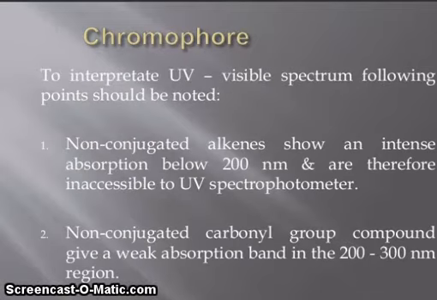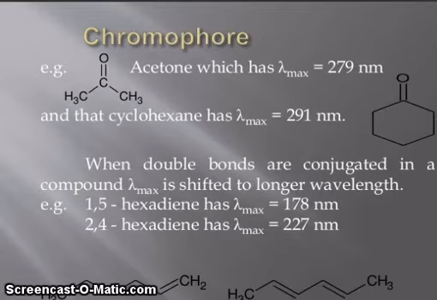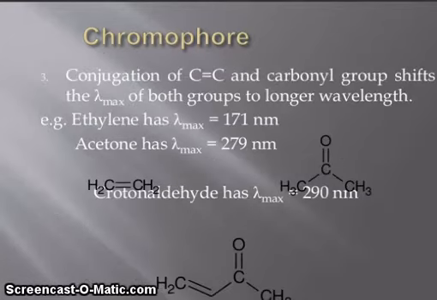To interpret a UV visible spectrum, the following points should be noted. Non-conjugated alkenes show an intense absorption below 200 nanometer and are therefore inaccessible to the UV spectrophotometer. Non-conjugated carbonyl compounds give a weak absorption band in the 200 to 300 nanometer region. So acetone has lambda max 279 nanometer, and cyclohexanone has lambda max 291. When double bonds are conjugated in a compound, lambda max is shifted to longer wavelength.